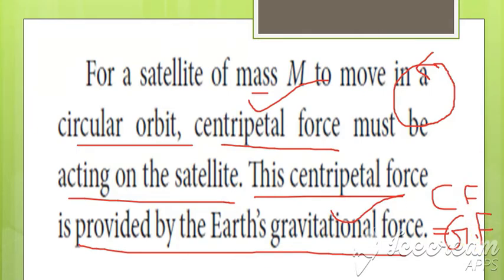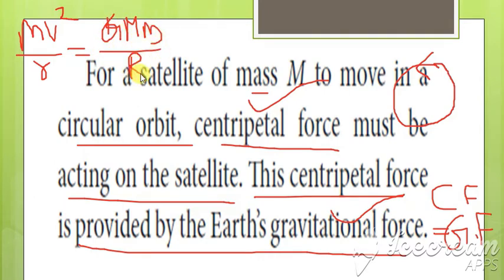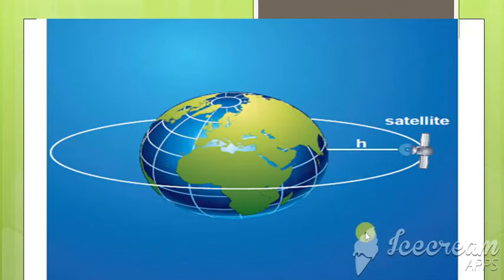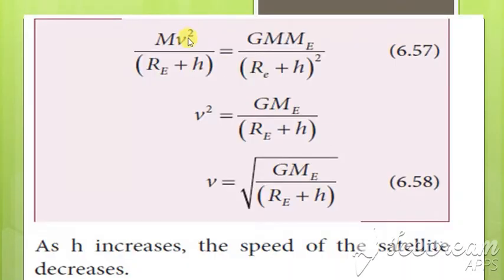So we can say that the centripetal force is equal to the gravitational force. The formula for centripetal force is m v square divided by r. The gravitational force is given by G M m divided by R square. Taking these two equations, this is the earth and this is the satellite, moving in this circular path just as the earth also revolves.